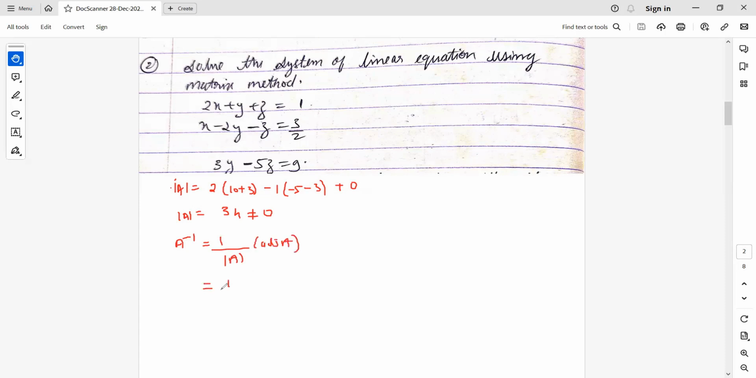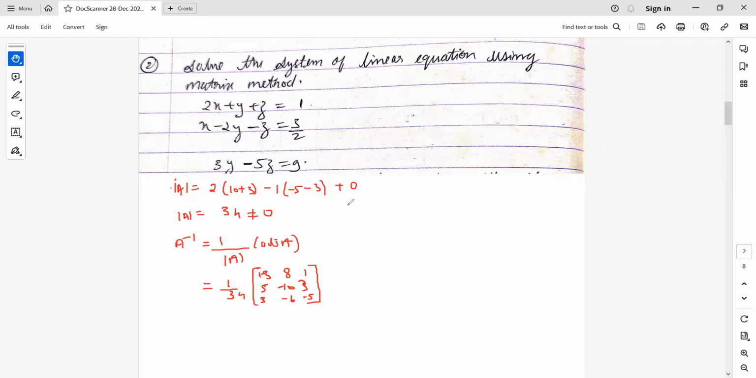So 1 upon 34 into, already we have got the adjoint of matrix A: 13, 8 and 1. Next 5, minus 10 and 3, and then the last column elements are 3, minus 6 and minus 5. Okay, so these are the A inverse values.